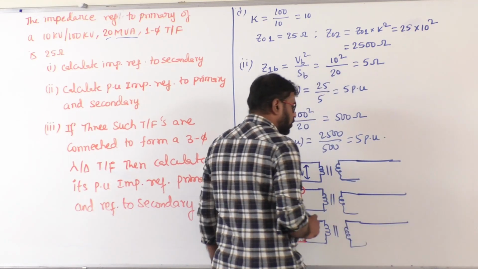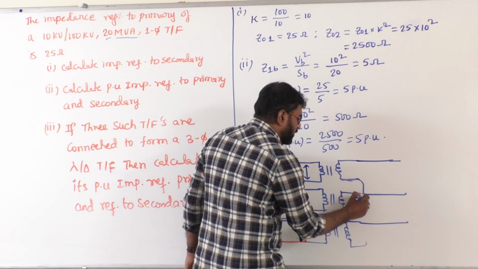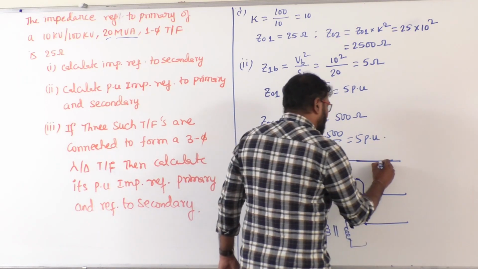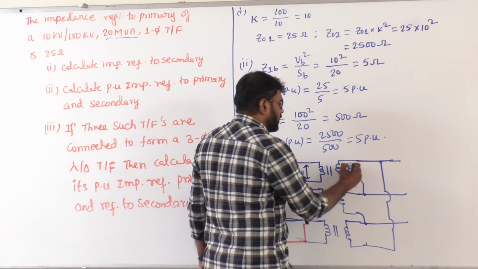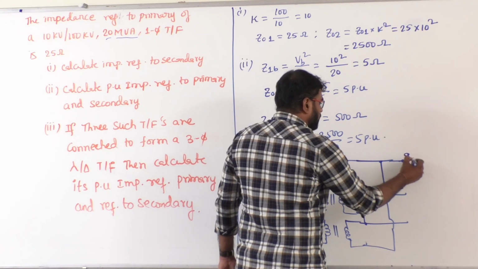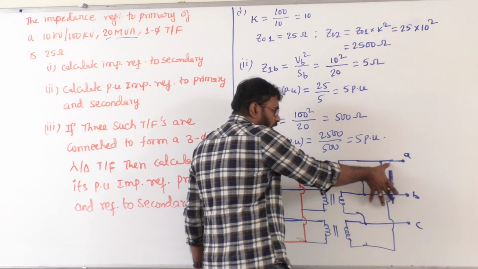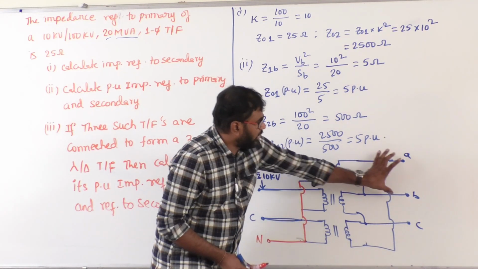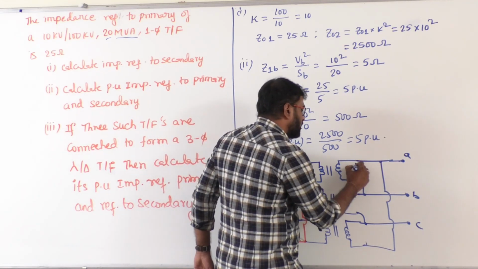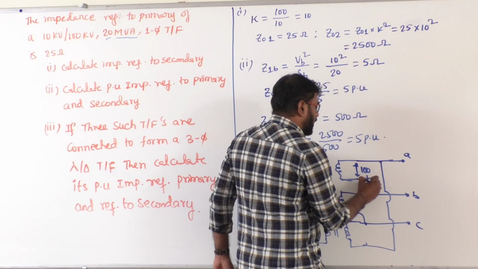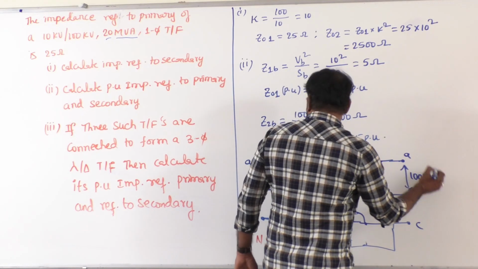Have a look. Delta means this is connected here and this is connected here, and what about here? This is how the connection is. This is the line, this is the line, and this is another line. Line to line voltage means this voltage. Tell me, what is the line to line voltage? Line to line voltage and phase voltage are the same. That means this voltage is 10 kV, and this voltage also 10 kV.